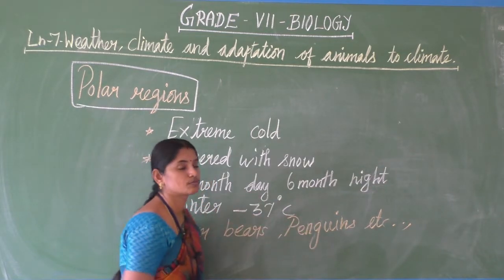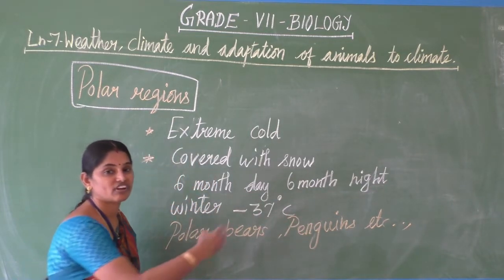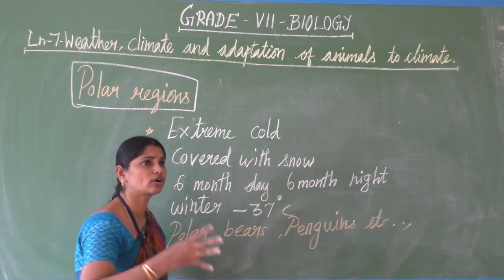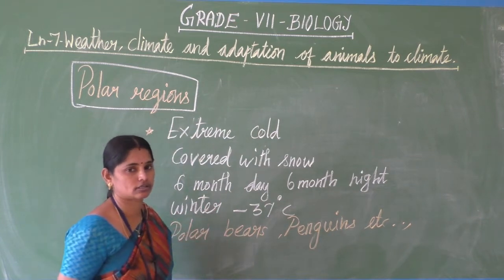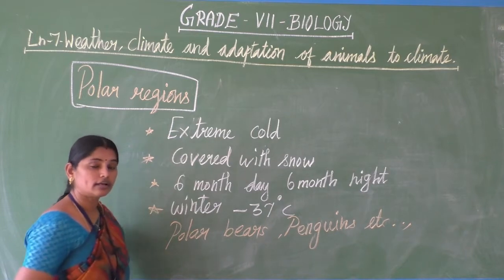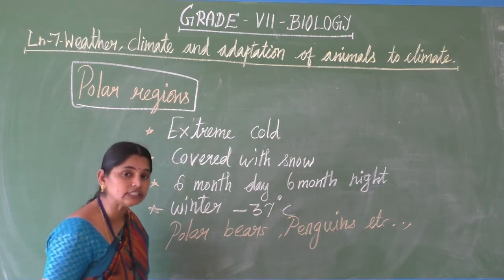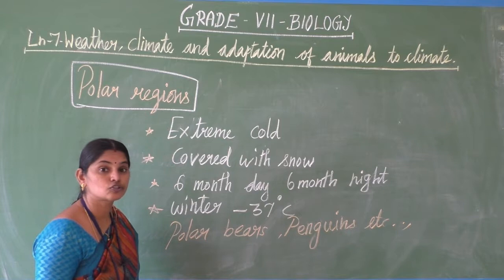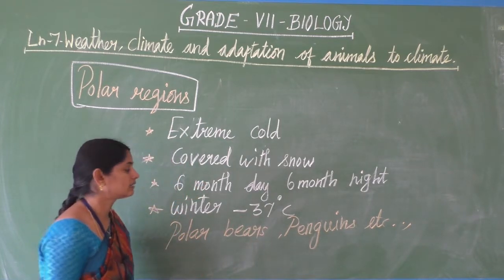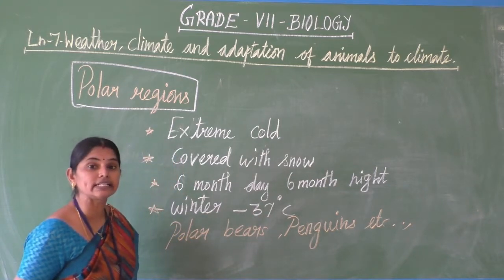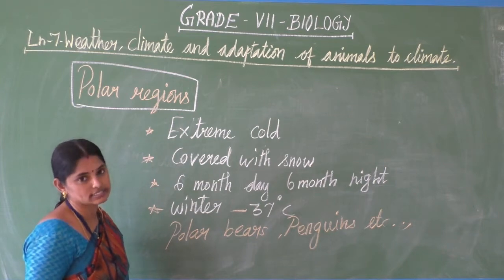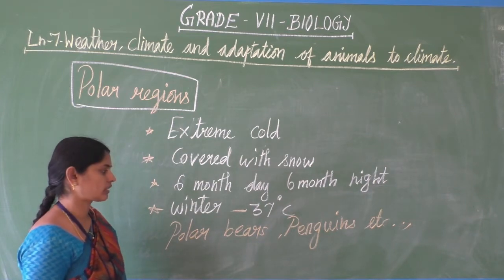From the next 6 months the sun won't rise there. That means night time for them. It means no complete darkness, but it's very dark. Okay, then if you check the temperature during the winter season, it goes even below, to -37 degrees Celsius. So minus 37 degrees Celsius in the polar region.